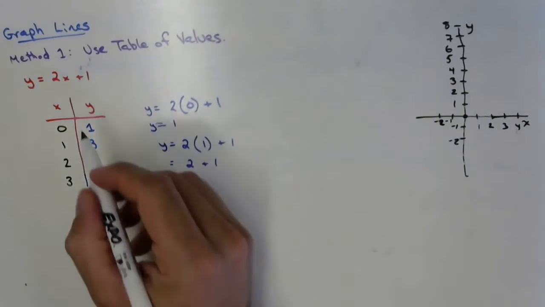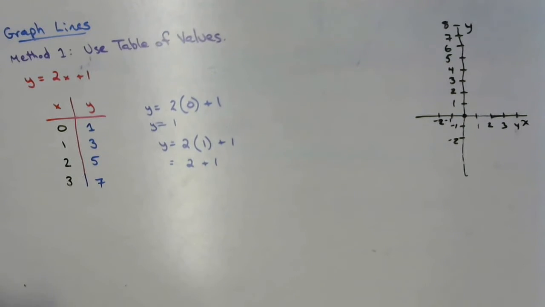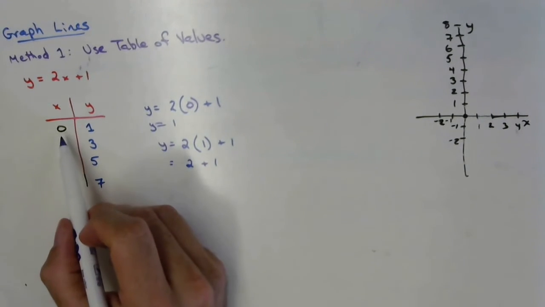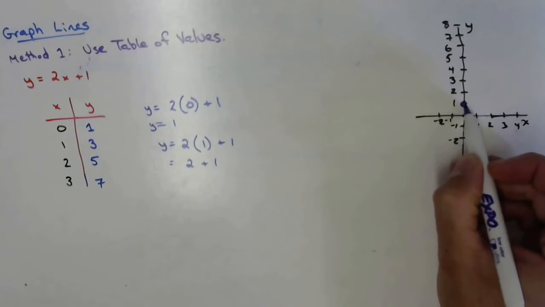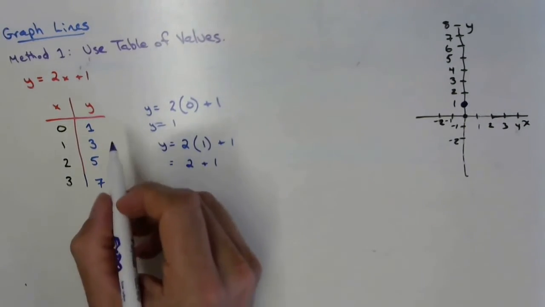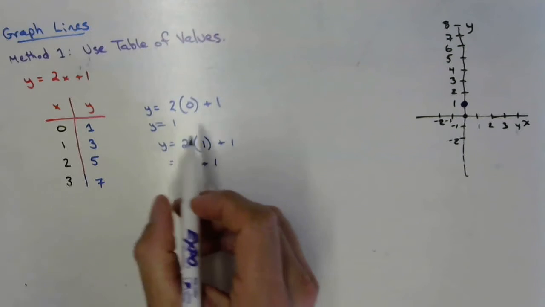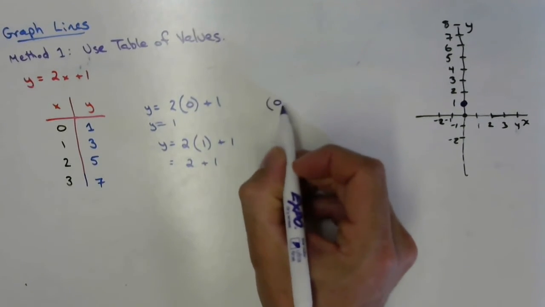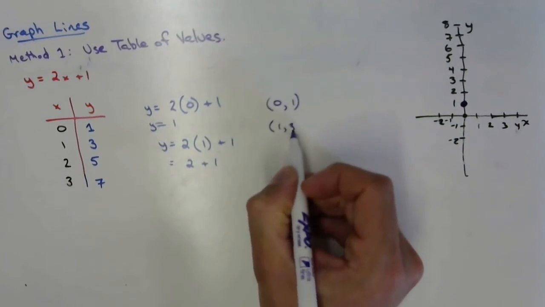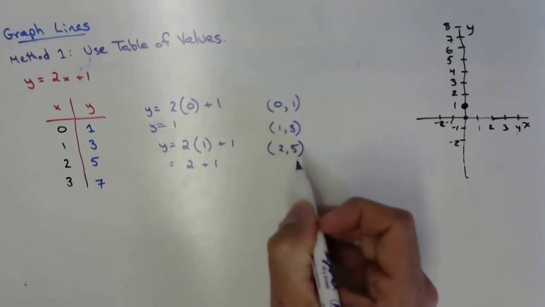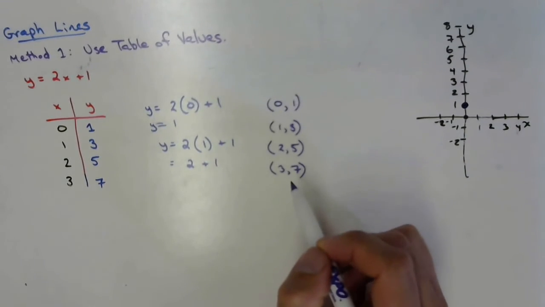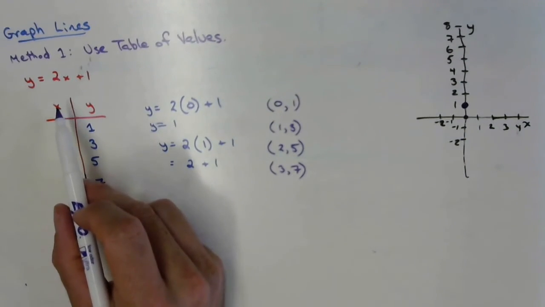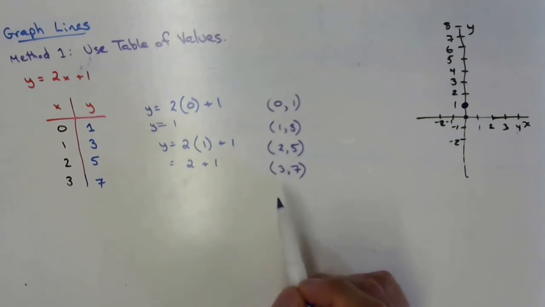So even though we only have these values, I can plot those points. Plot those points means find the place on the grid where x is 0 and y is 1. That means x 0, y 1. That's right there, okay? This gives us the ordered pair. So now we have the ordered pairs 0, 1, 1, 3, 2, 5, and 3, 7. All of those points are going to be on this line. This line is going to go through all of those points.